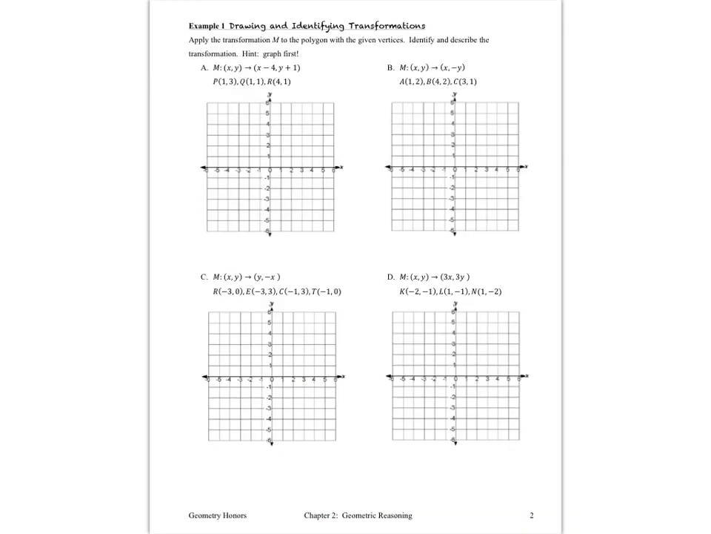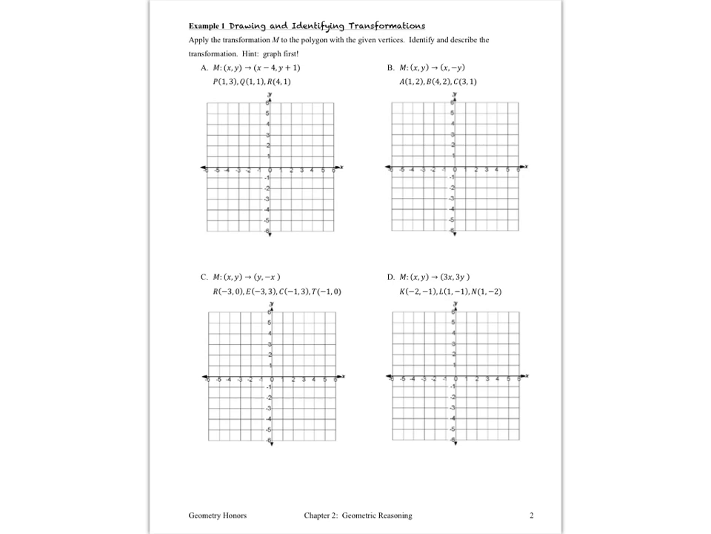In example 1, we're going to be drawing and identifying the transformations that we draw. So the first thing that we're going to do is take a look at the mapping statement. The mapping statement is really telling us what type of transformation is going to take place. And then we're going to graph the pre-image, which we have the coordinates for, given to us. Then we're going to apply the mapping statement to the coordinates of the pre-image. That's going to result in the coordinates of the image, so we'll graph that, and then we'll identify the transformation.